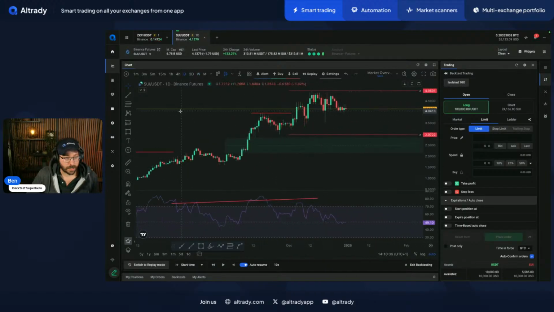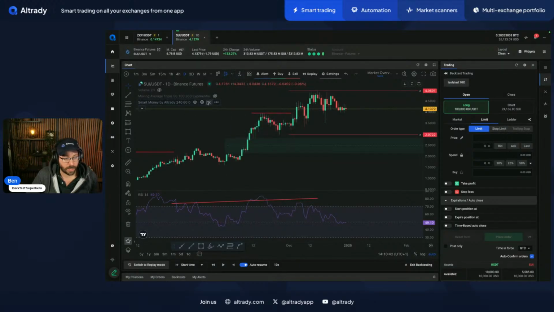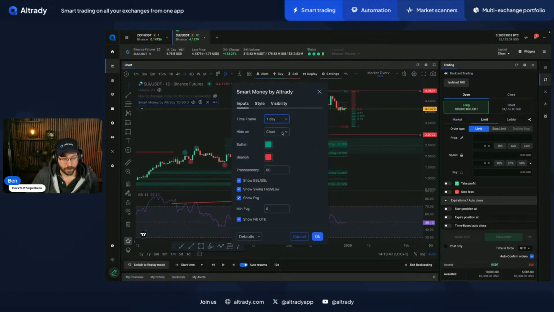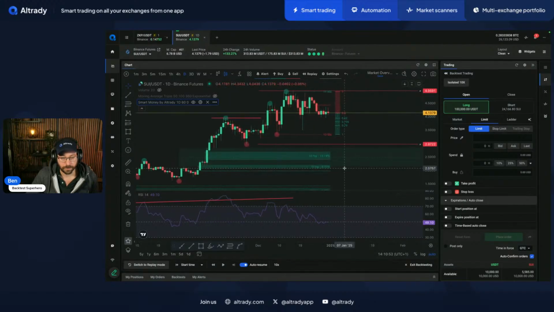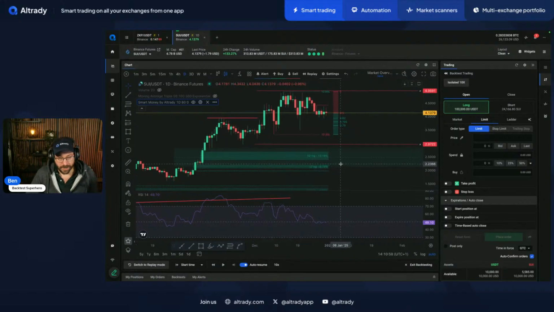Okay, now we get to the time frame where we want to be, and obviously I'm lazy, so I will add the smart money indicator on the chart, set it to 1 day as that's what we're trading. That looks fine. Maybe just remove the swing points. I don't need the swing points.